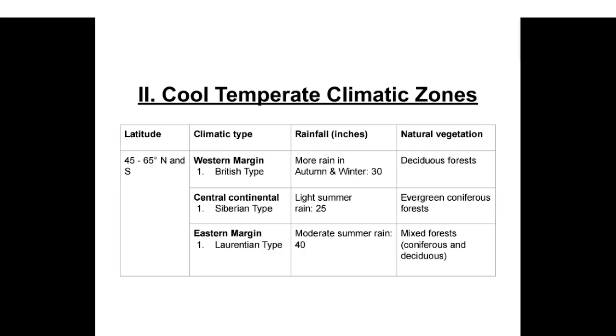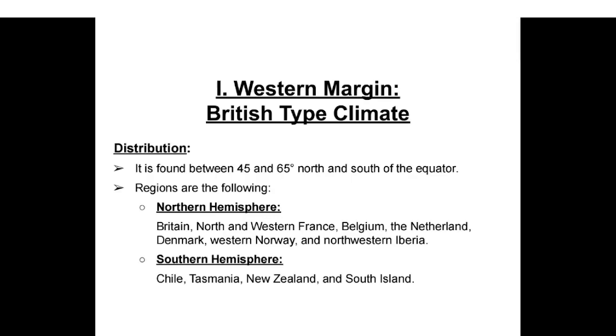Cool temperate climatic zones. Latitude 45 to 65 degrees north and south. Climatic types of the cool temperate climatic zones are western margin British type, central continental Siberian type, eastern margin Laurentian type. And the rains are in the following ranges: 30, 25, and 40 respectively. Natural vegetations are deciduous forest in the western margin British type, evergreen coniferous forest in the central continental Siberian type, mixed forest that is both coniferous and deciduous in the eastern margin Laurentian type.